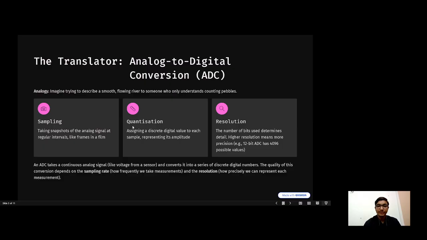The second one is quantization, assigning a discrete digital value to each sample representing its amplitude. And the third one, the resolution: the number of bits used determines the detail. Higher resolution means more precision. For example, a 12-bit ADC has 4096 possible values. An ADC takes a continuous analog signal, like voltage from a sensor, and converts it into a series of discrete digital numbers. The quality of this conversion depends on the sampling rate, how frequently we take measurements, and the resolution, how precisely we can represent each measurement.